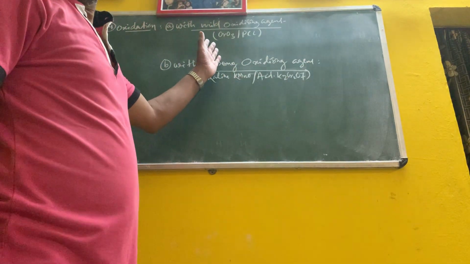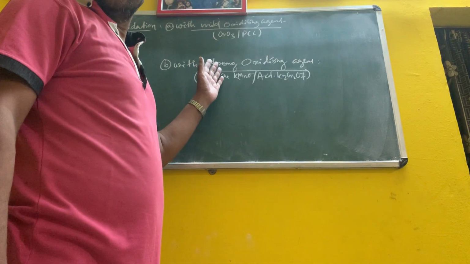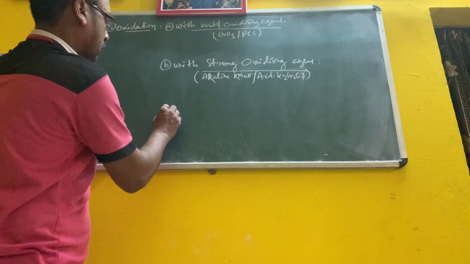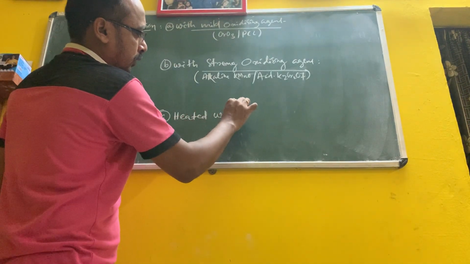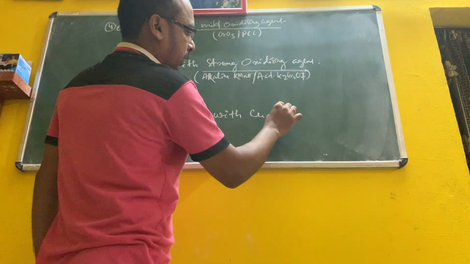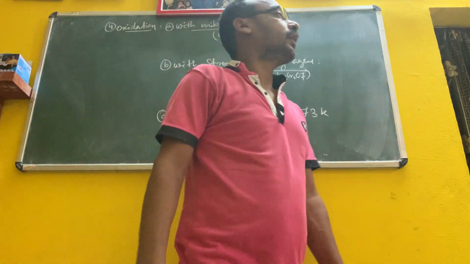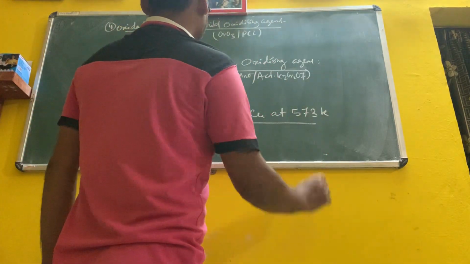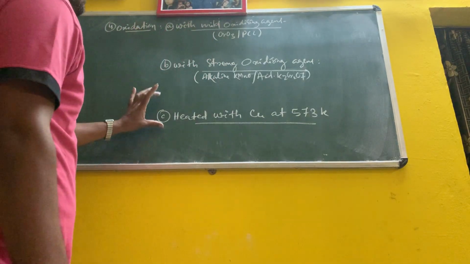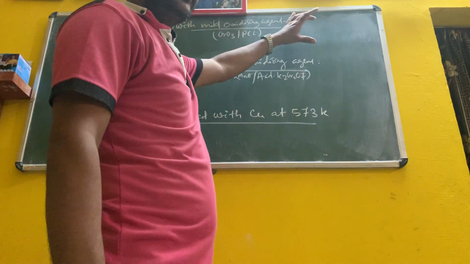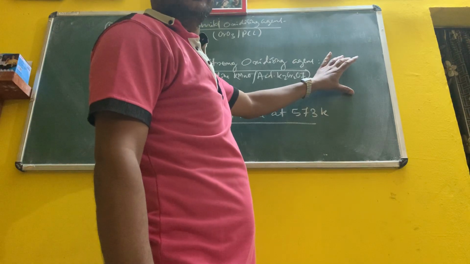So you see mild and strong oxidizing agents, and another is heated with copper at 573 Kelvin. Okay, these are the three oxidation steps of alcohol. First one, second one, third one. First one, alcohol gives the aldehyde. Second one, strong oxidizing agent, so alcohol directly gives carboxylic acid.